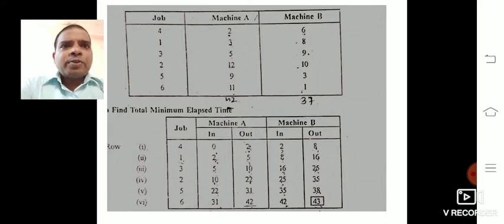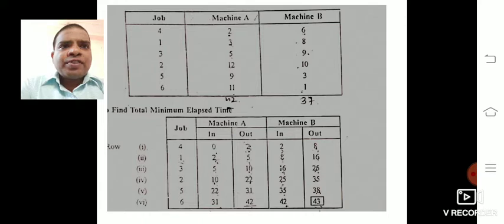Now we need to find out the total minimum elapsed time. In the first column, we need to write the sequence which you have found in the previous step, that is 4, 1, 3, 2, 5, 6. Now make the machine A column, and in that column divide into in and out. Similarly, divide the machine B column into 2 parts, that is in and out.